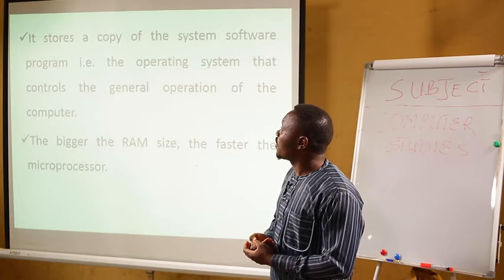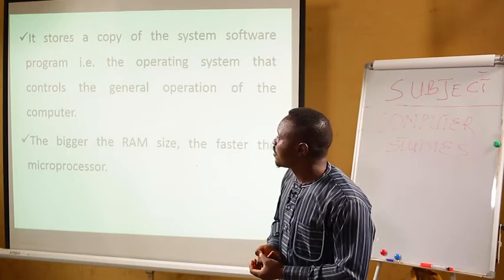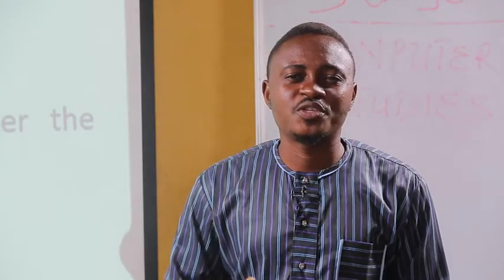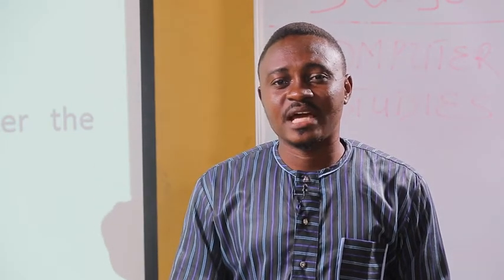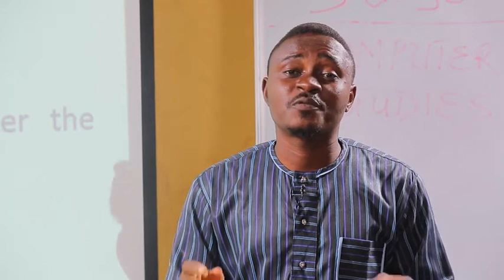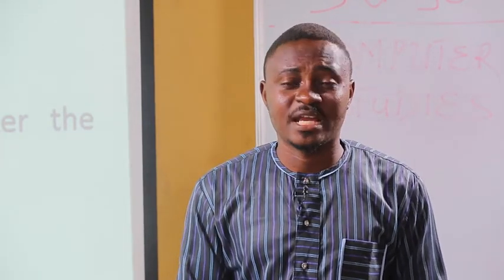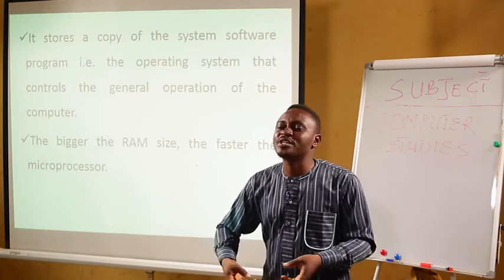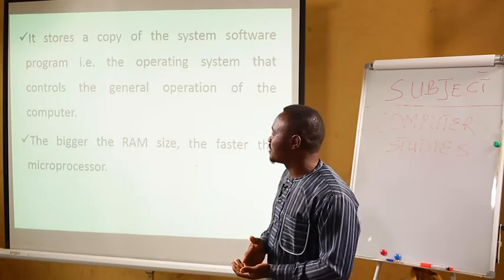It stores a copy of the system software program, that is the operating system that controls the general operations of the computer. The moment your system is booted, the first thing it does, I told you the operating system is the first software that must run. Without it, no other software can actually run. A copy of the operating system is loaded on your RAM to enable you to run all other programs you intend to run in your computer.